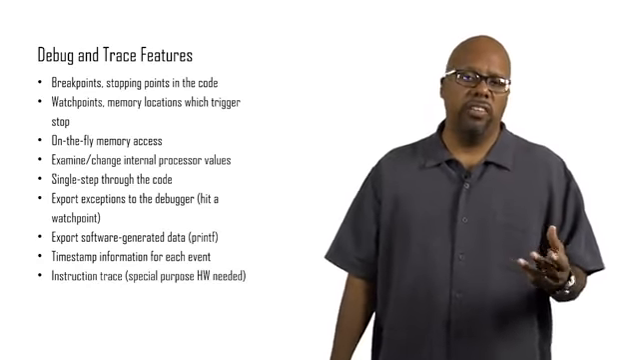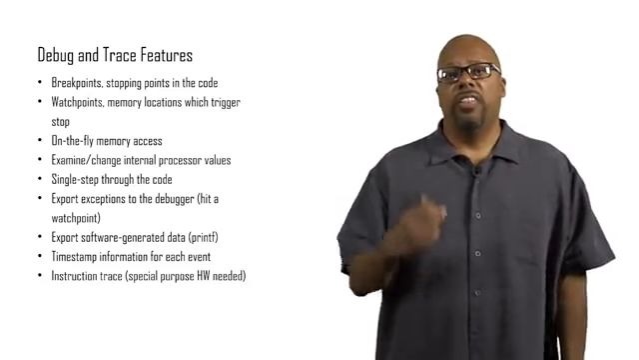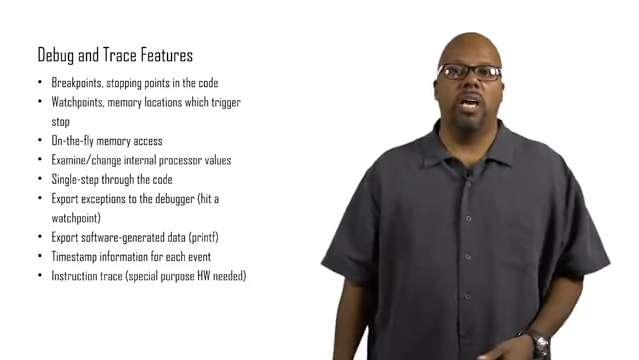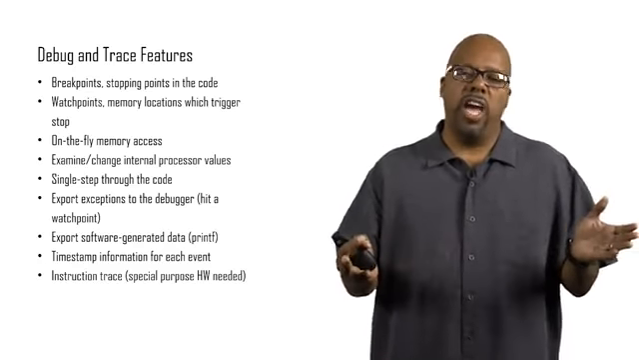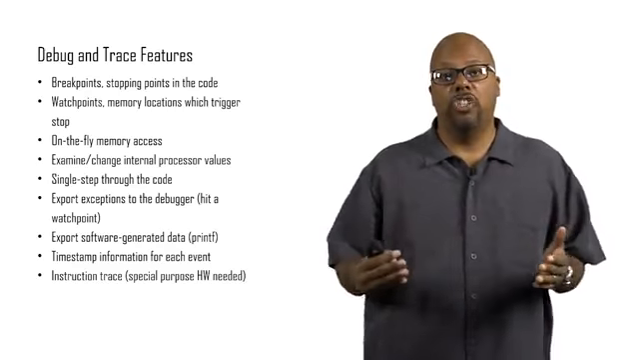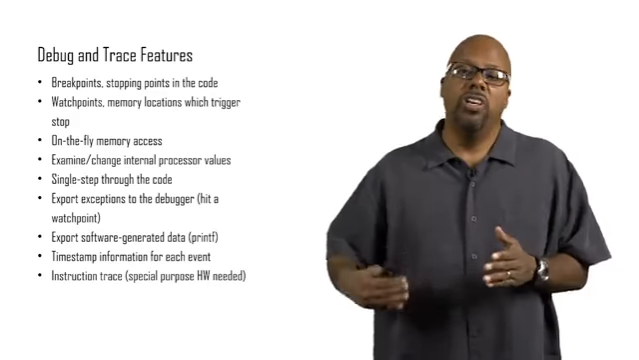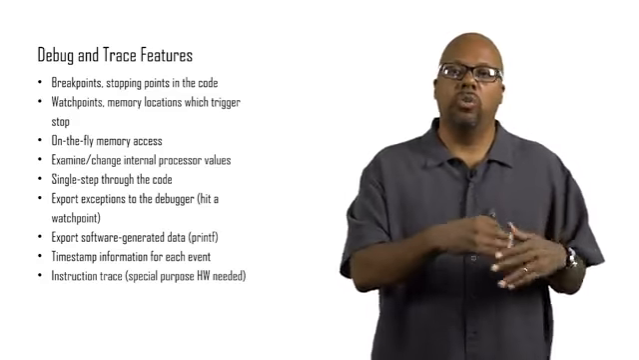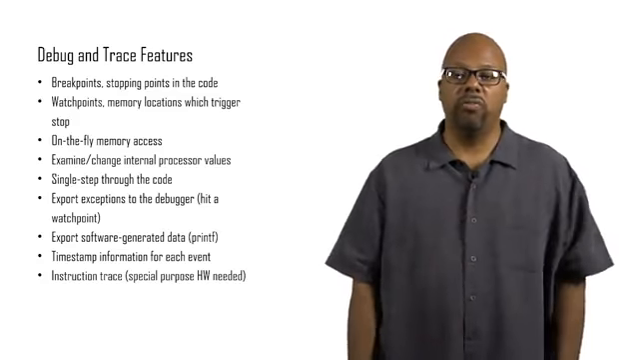An instruction trace. You can have special purpose hardware that tells you which instructions are executed in what sequence. So this is very useful sometimes. If something crashed, you want to see what happened that led up to that crash. You'd like to see a trace, the list of instructions that were executed, so you can follow it back and sort of guess at which instruction or which set of instructions might have caused that crash.